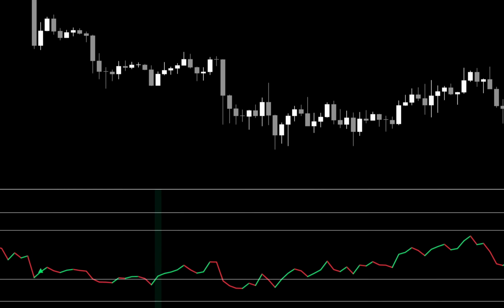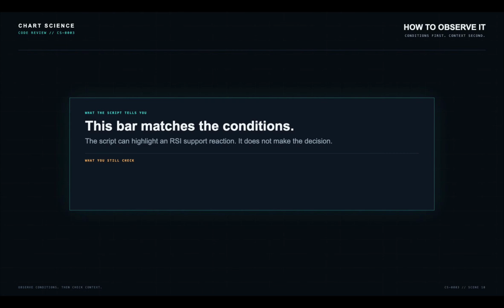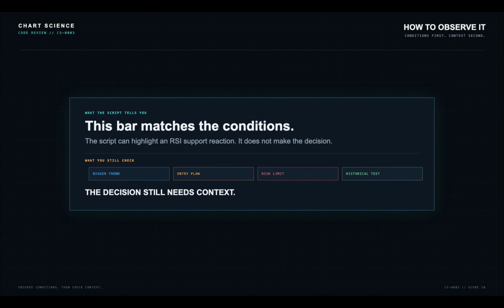For example, if RSI is at 36 and a strong bullish candle appears, the script can highlight an RSI support reaction. Why? Because this code treats RSI at 38 or lower as near its RSI support threshold. That highlight does not mean buy now. It means this bar matches the conditions we decided to watch. The trade decision still needs context, an entry plan, a stop, and a test on historical data.